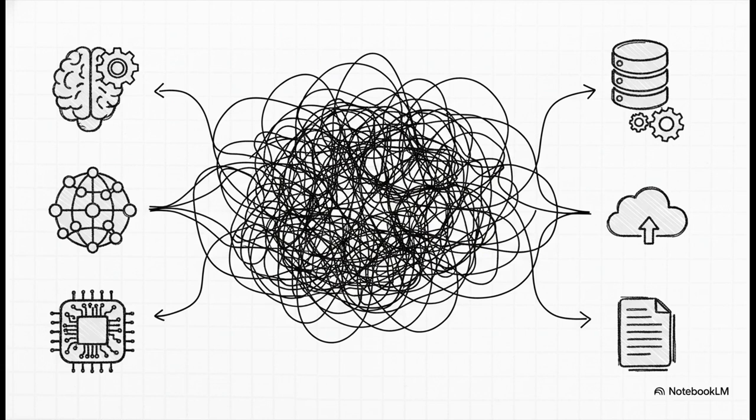And this isolation leads to a massive headache that developers call the N by M integration problem. Basically, for every N AI models you have and every M tools or data sources you want them to connect to, you have to write a totally custom, one-off piece of code. It just creates this tangled, brittle web of bespoke integrations that is a nightmare to maintain and completely unscalable. It's a huge engineering drag that just kills innovation.